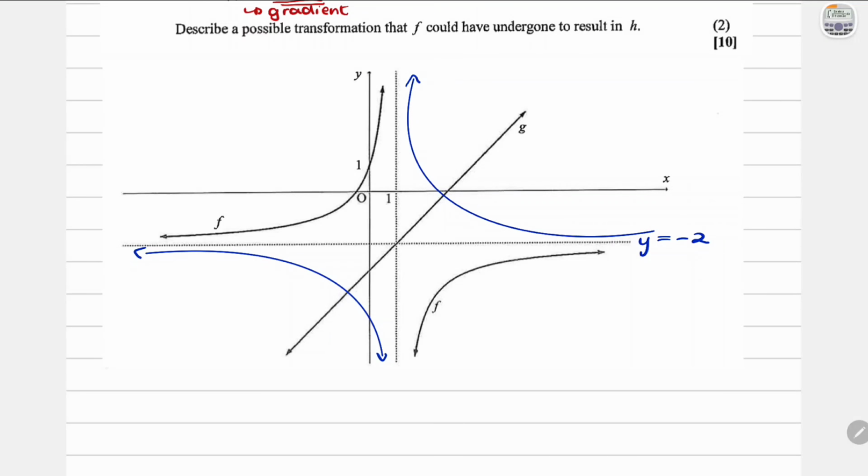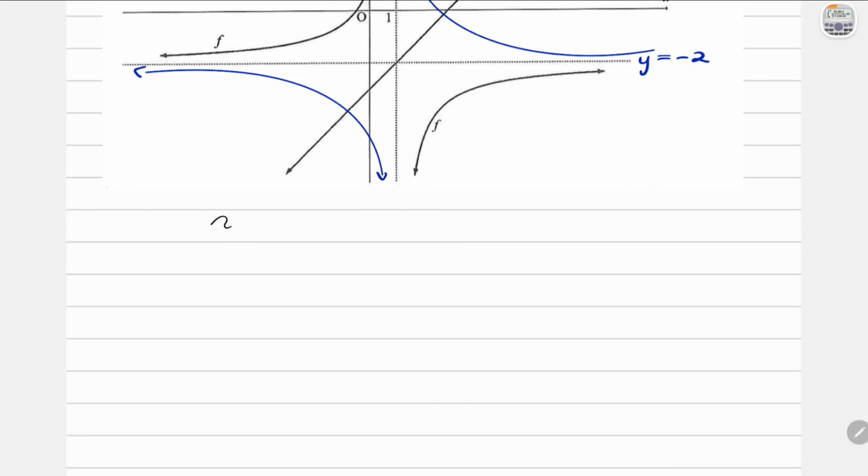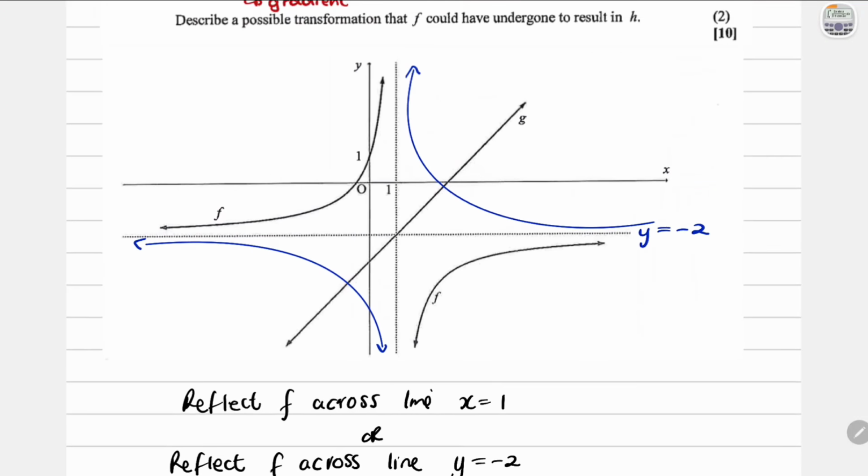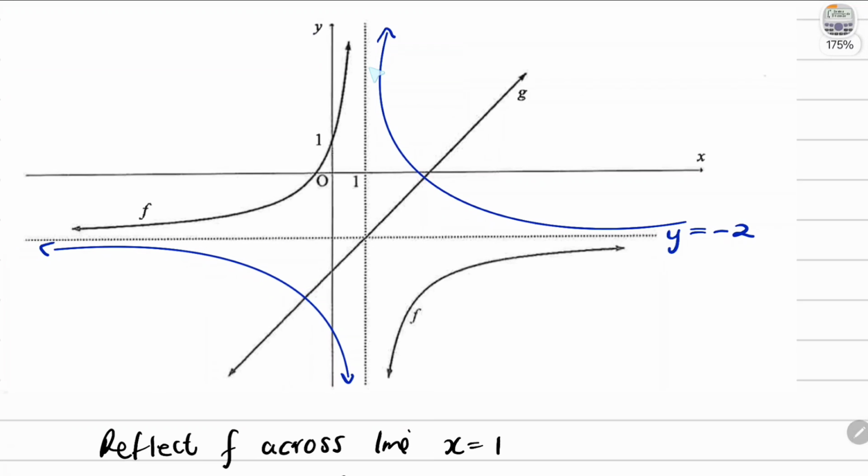So there's two ways that you can do this. The first way is you can reflect f across the line x is equal to 1. The second way is that you can reflect f across the line y is equal to negative 2. Because the thing about a hyperbola is that it's really just symmetrical. We have the axis of symmetry. You see, we have this one. But if you do the negative one, you will notice that what it does here, it does the exact same thing here. And that's why that's called the line of symmetry, because it's going to cut it symmetrically.